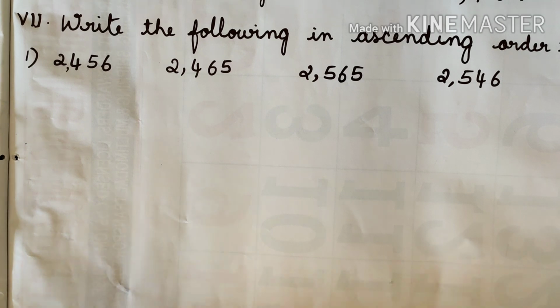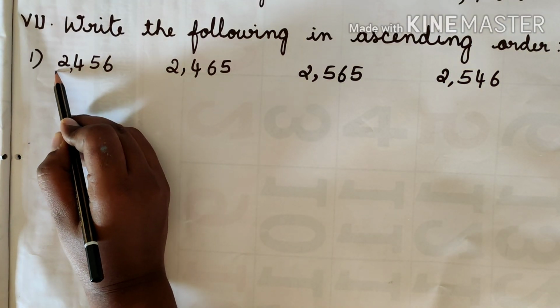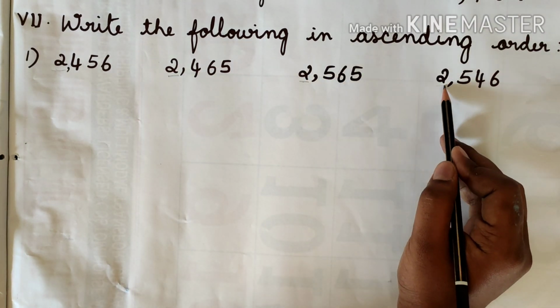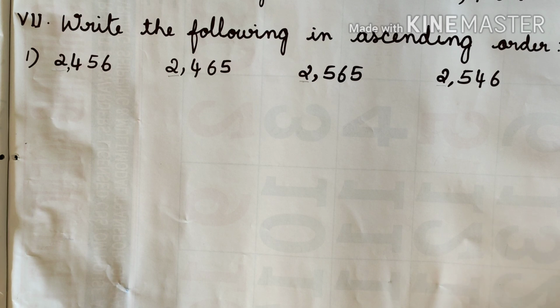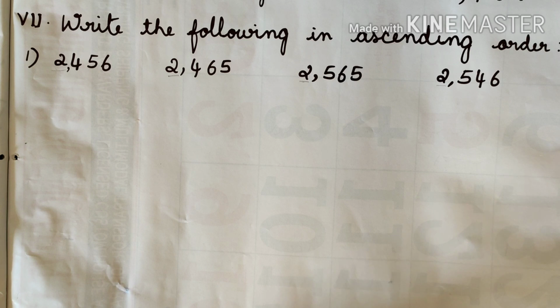Highest place is thousands. Now let us see what we have in thousands place. The first number we have 2. Second number we have 2. Third number also we have 2. Fourth number also we have 2. That means all the 4 numbers are equal. So what shall we do now? Let us go to the next highest place. After thousands, which is the next highest place? It is hundreds. Very good.